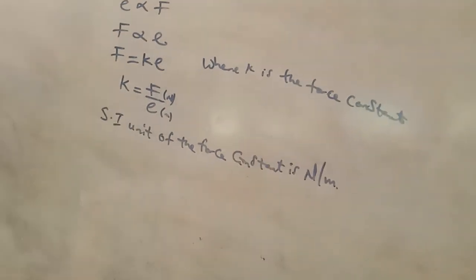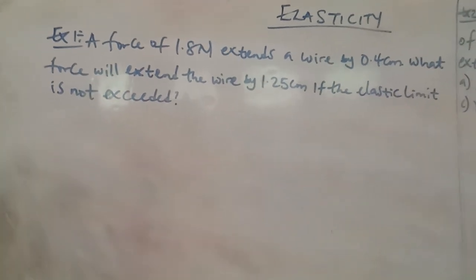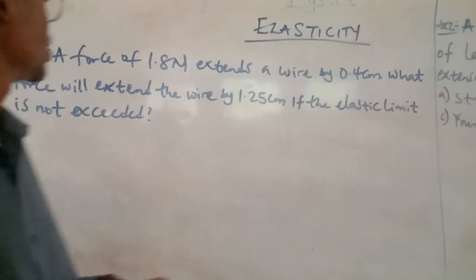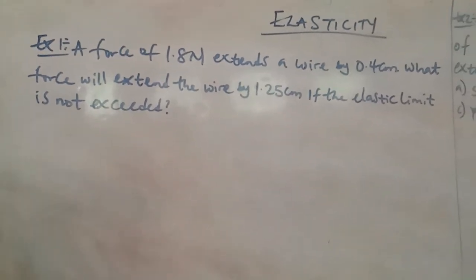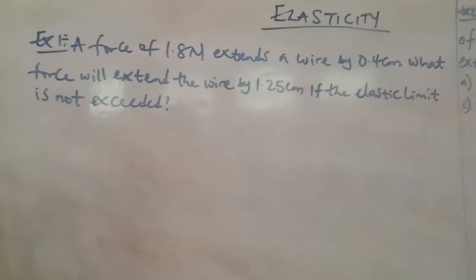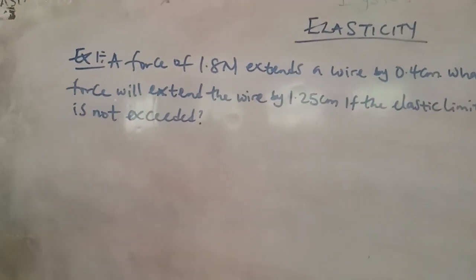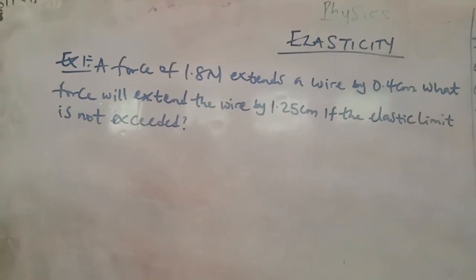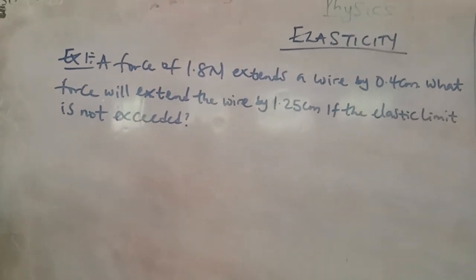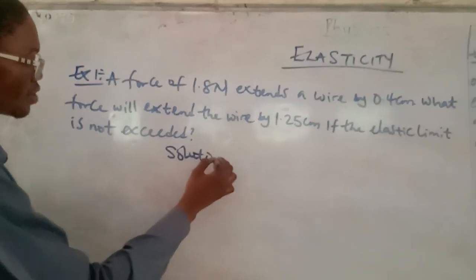Now let's move to take the first example. A force of 1.8 Newton extends a wire by 0.4 centimeter. What force will extend the wire by 1.25 centimeter if the elastic limit is not exceeded? Now look at this statement. This statement is relating to Hooke's law. I said it the other time. Hooke's law states that if the elastic limit is not exceeded, the extension of the elastic material is directly proportional to the force applied. Same thing here. From Hooke's law, let's recall.